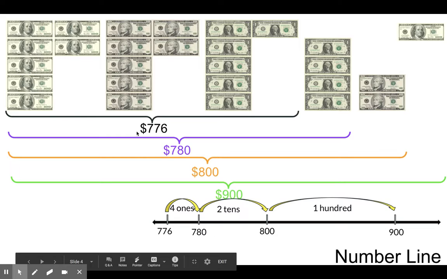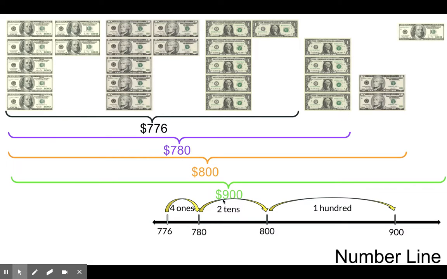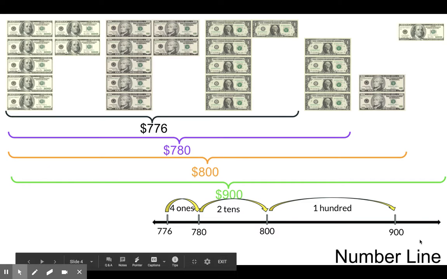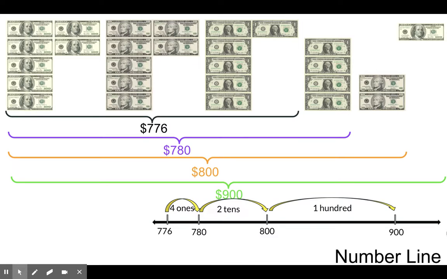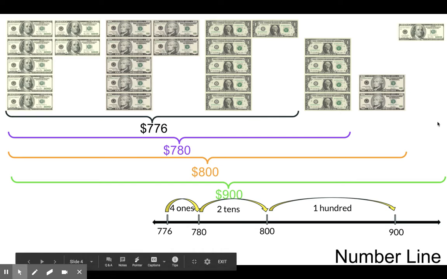Here we've added the dollar sign because we were talking about dollars. We're counting all of these dollar bills. Down here on the number line, I didn't add my dollar sign. I'm just using numbers. It doesn't matter if you're counting money, counting place value blocks, bundling sticks, or just counting numbers. You can do this using the different values and using a blank number line.